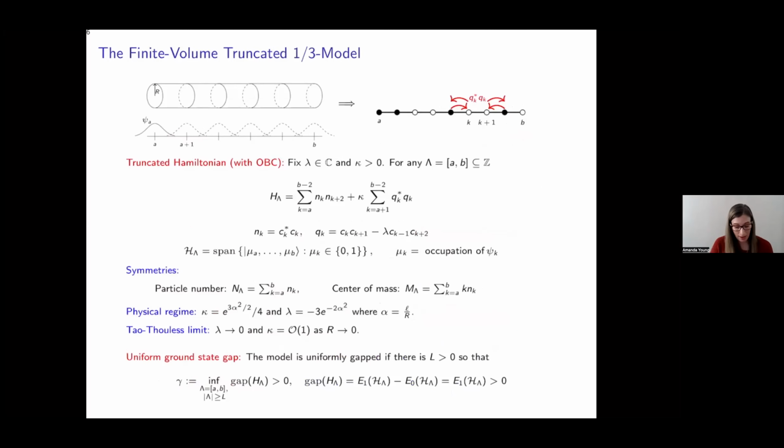Now, if I go back to the lattice model that I'm considering, in terms of the physical regime, the parameter kappa is going to be robustly order 1, and the parameter lambda is also going to be small when alpha is large. So this is where this limit of lambda going to 0 came into our notice.